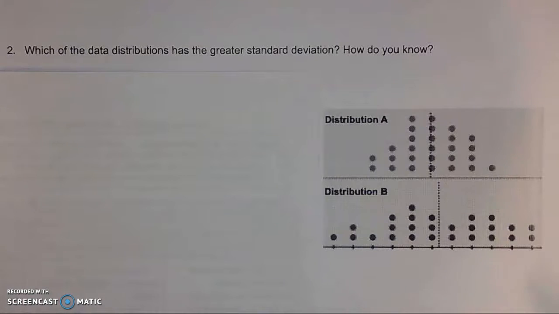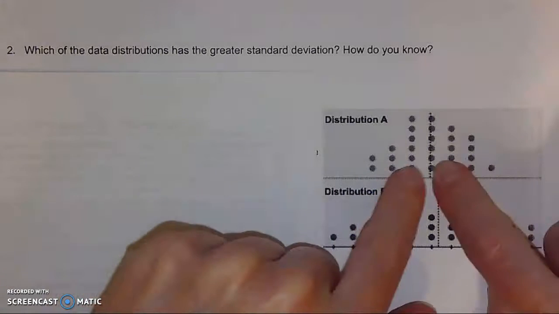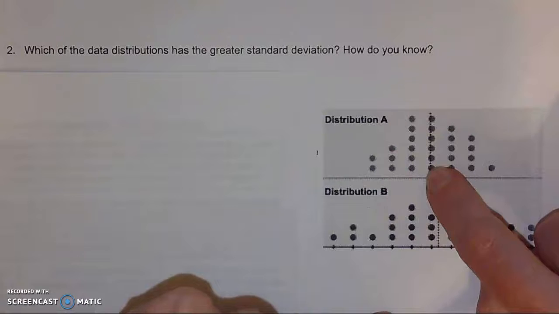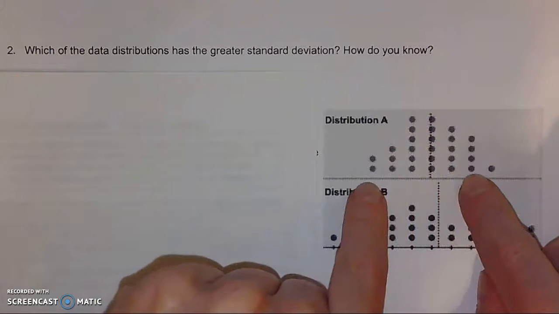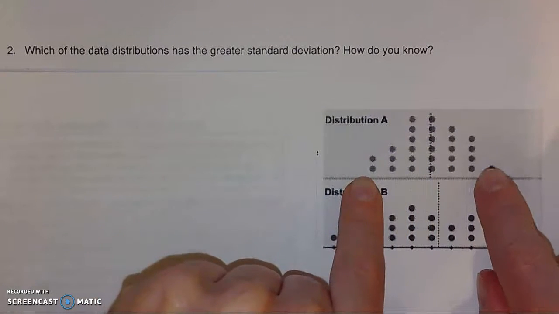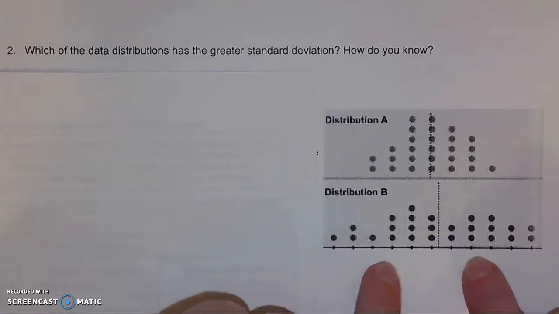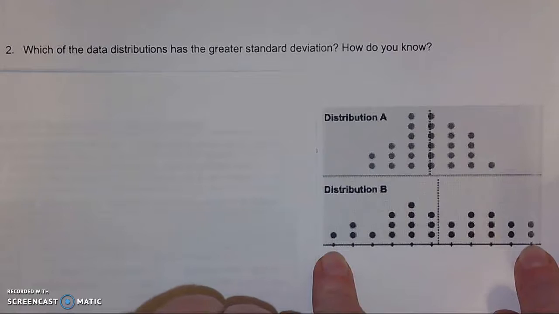Okay, and our last question here is, which of the data distributions has the greater standard deviation, and how do you know? And again, just definitionally know that the more spread out the data is, the higher the standard deviation. The closer together the data is, the lower the standard deviation. Here is roughly the average, and I don't need to take very large steps to get to the end of my data, the max and the min. Here is roughly my average. I do need to take larger steps to get to the end.